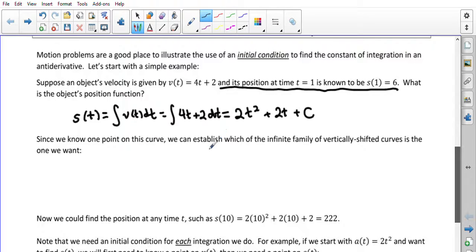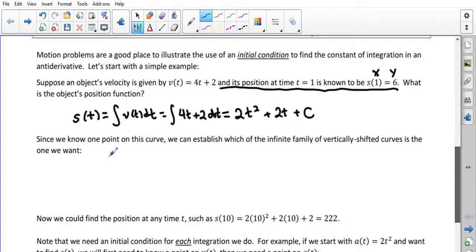Okay, now this curve could be anywhere in the xy plane or the ty plane, or whatever you want to call it. It could be anywhere in the plane because of this plus c, it could be shifted up or down. If we know one point on this graph, that nails down which particular curve we're looking at. Only one curve can pass through that point. So we can establish which of the infinite family of vertically shifted curves is the one that we want. So how do we do that?